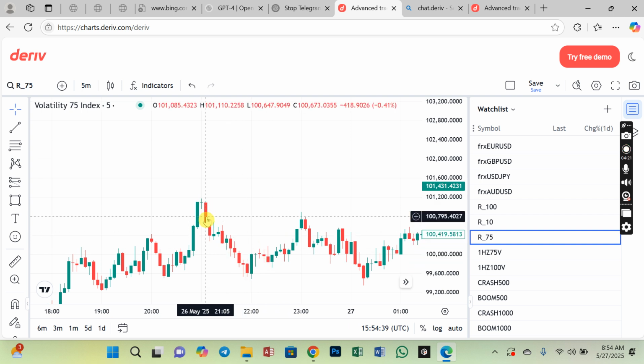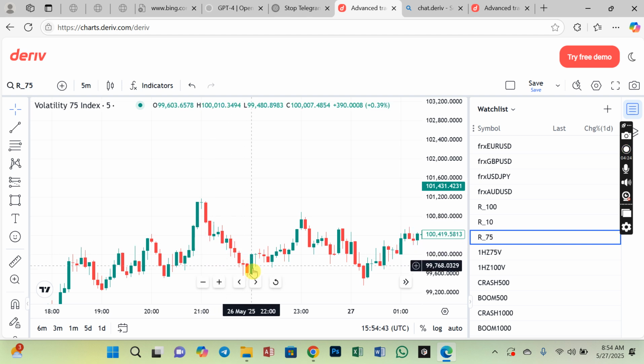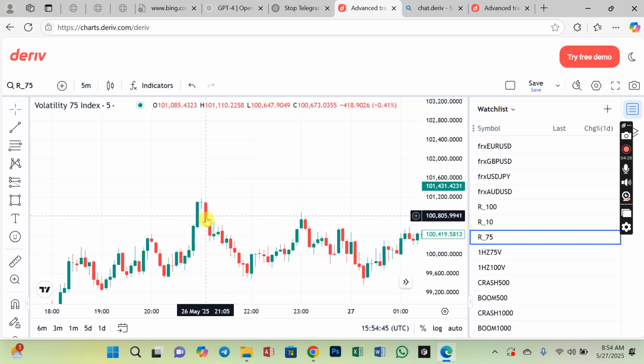But remember, the major thing is that these other ones are just additional. Even if it doesn't meet up, you can still go with it. But the major thing is that it must break structure, upward or downward, whichever way. There must be a market break of structure.